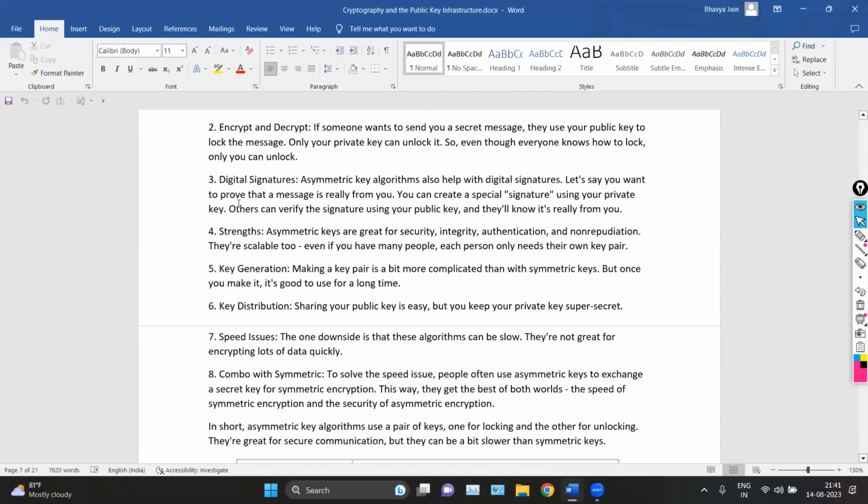Then you can ensure digital signatures with that. The asymmetric key algorithm also helps with digital signatures. Let's say you want to prove that a message is really from you. So you can create a special signature using a private key. And others can verify the signature using a public key. And they will know it's really from you. We will discuss in detail how this actually works.